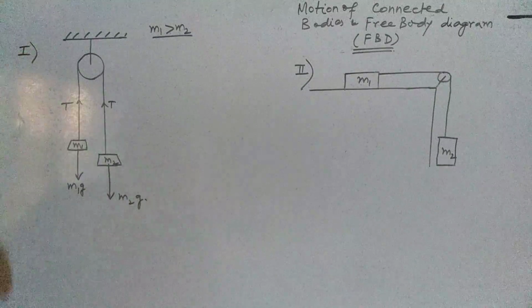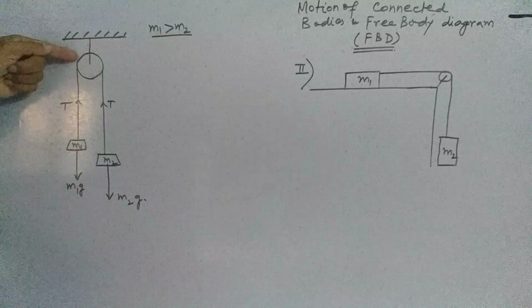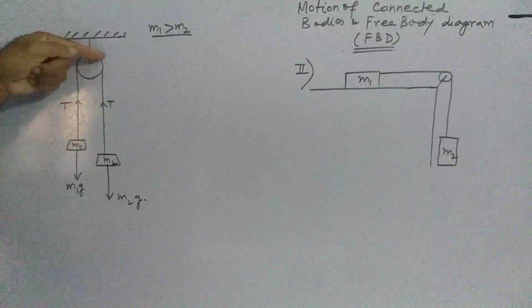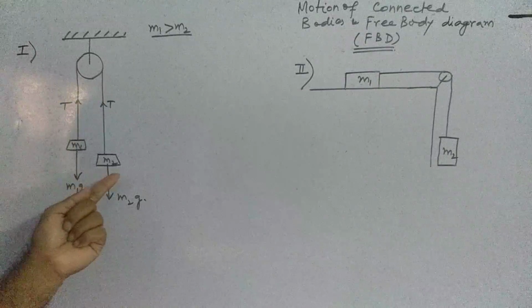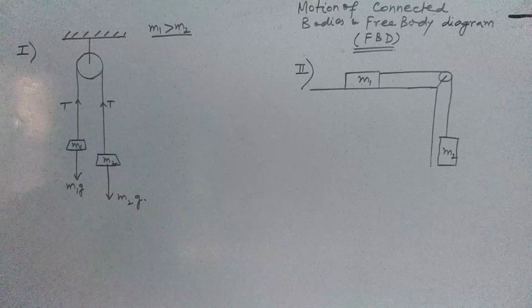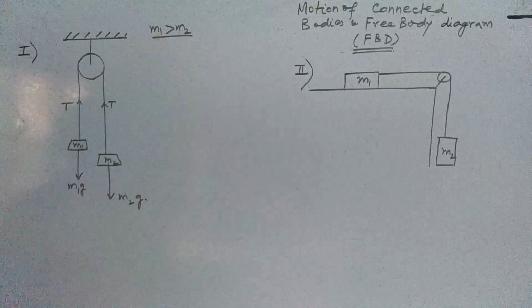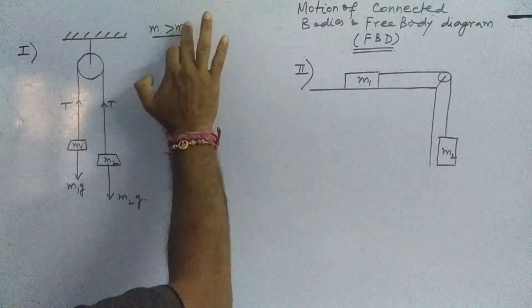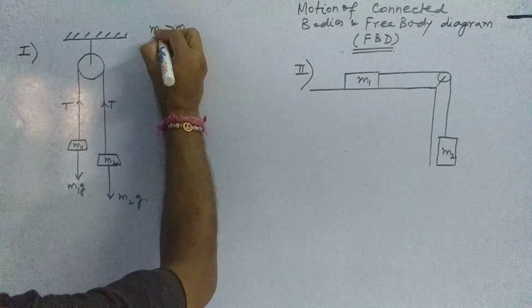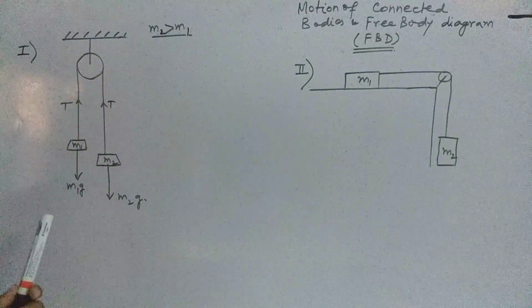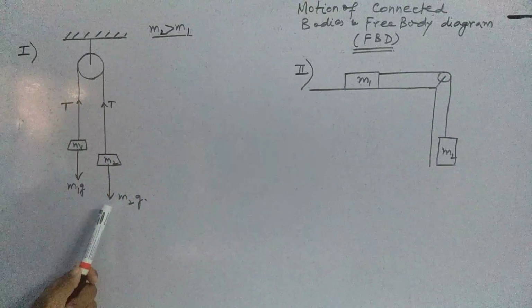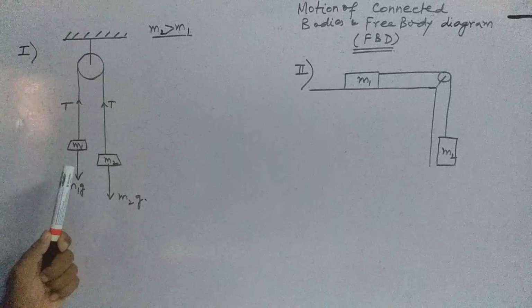So, first case. This is a smooth pulley, light pulley over the groove of which a string passes. On one side M1, another side M2, two masses are held. Better you write M2 is greater than M1. It can be M1 greater than M2 also, but M2 is greater than M1. M2 is greater. What will happen?